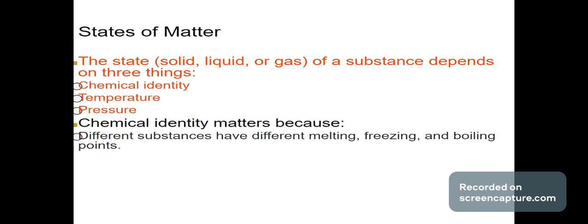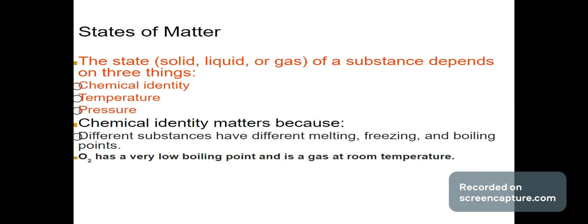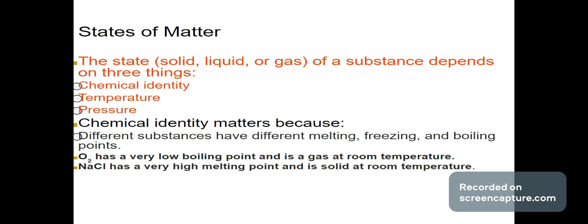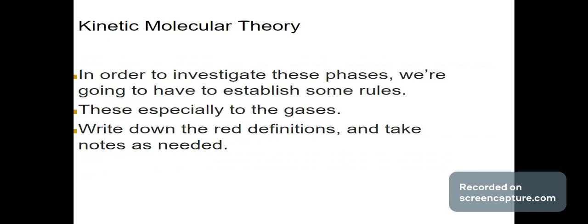If we look at those things for what they are, we can really consider how this kinetic molecular theory applies. Just think about that today. For example, O2, oxygen, has a very low boiling point and is a gas at room temperature. Salt has a very high melting point, but it is a solid at room temperature. Why? In order to investigate three phases, we're going to have to establish some rules, especially for gases. Write them down. You don't have to write down the red definitions, but if you want to, you can, and take them in notes as needed.